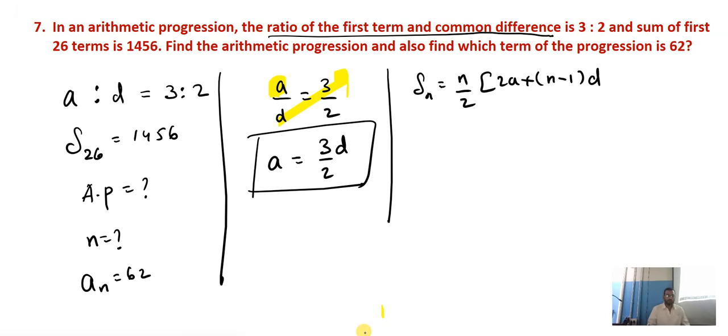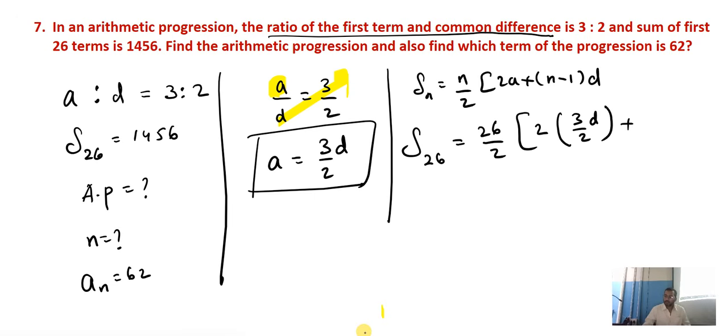Yes, n is 26. N is 26 by 2 into 2. What is A? A is 3 by 2D. 2A plus n is 26 minus 1. D. D value is D only. Correct, no? D value is D only. A is 3 by 2D, no? D is D itself. Understood?